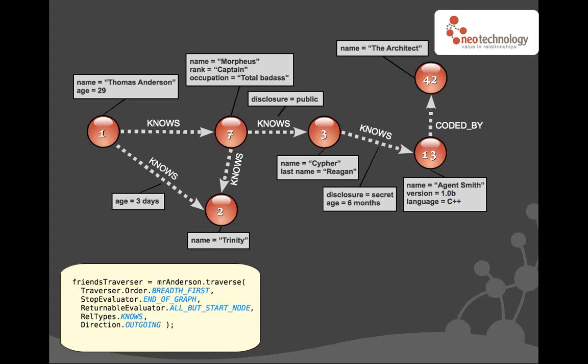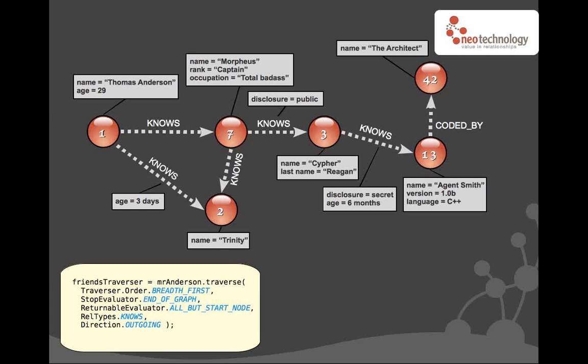So then the third thing that the traversal framework does is that it's going to look at all the relationships on this one node. And it's going to pick one that matches the filter, knows, in the outgoing direction. In this case, we have 2 relationships. It's going to grab one of them, actually at random. Let's assume that it's the first one between 1 and 7. It's going to walk that relationship.